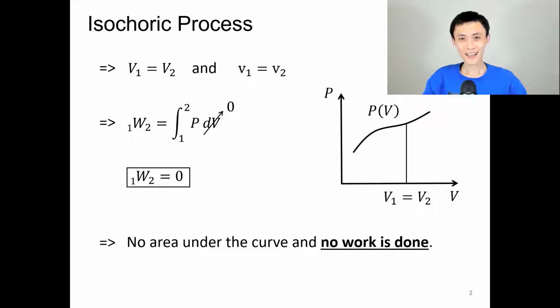The first one is isochoric process. The isochoric process means volume doesn't change. So no volume change turns out to be this term is 0, so no work. So for isochoric process, no work done. Simple enough, right?